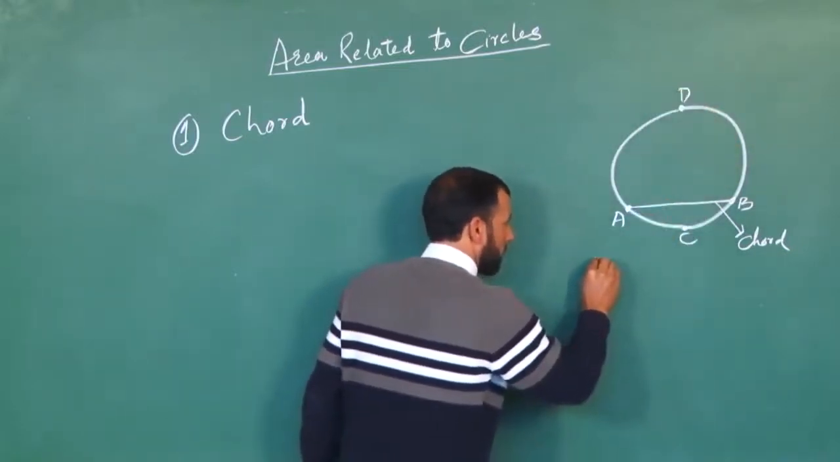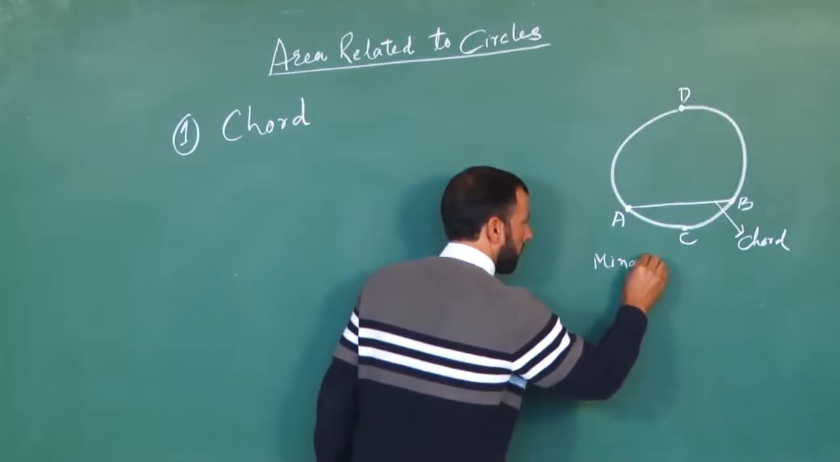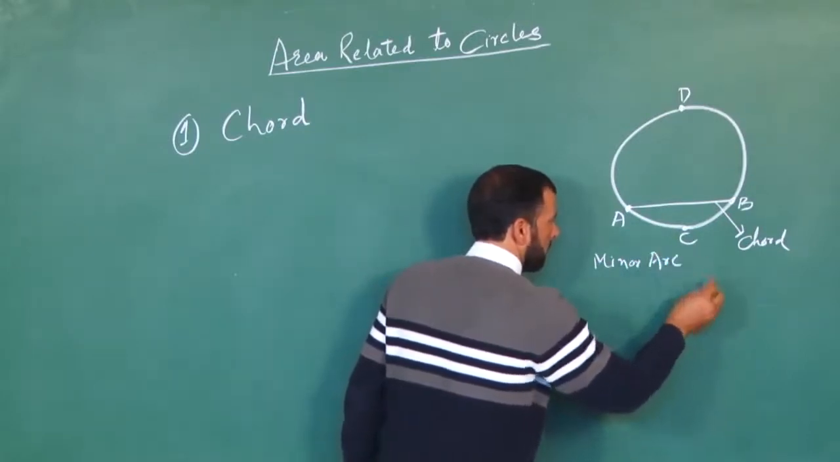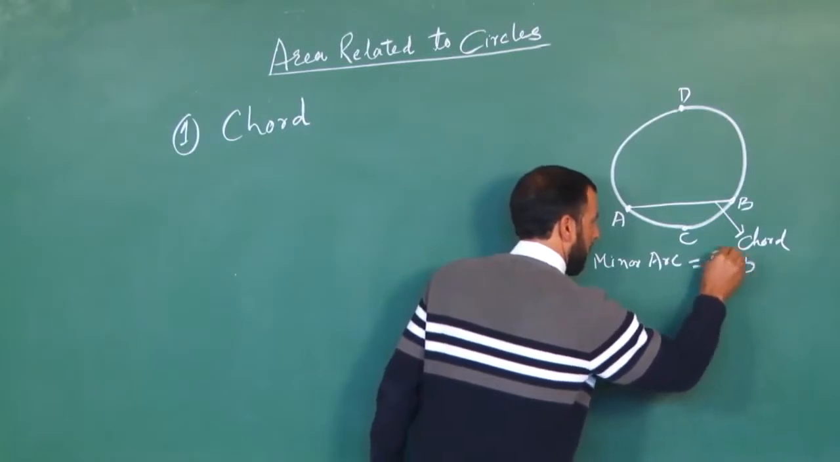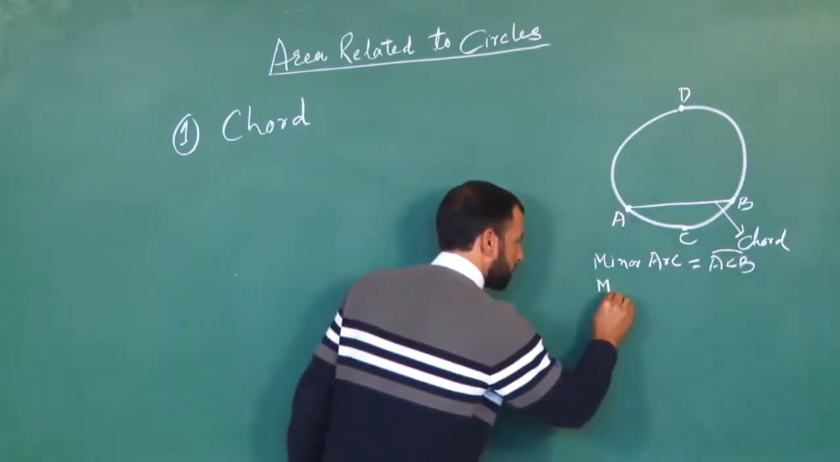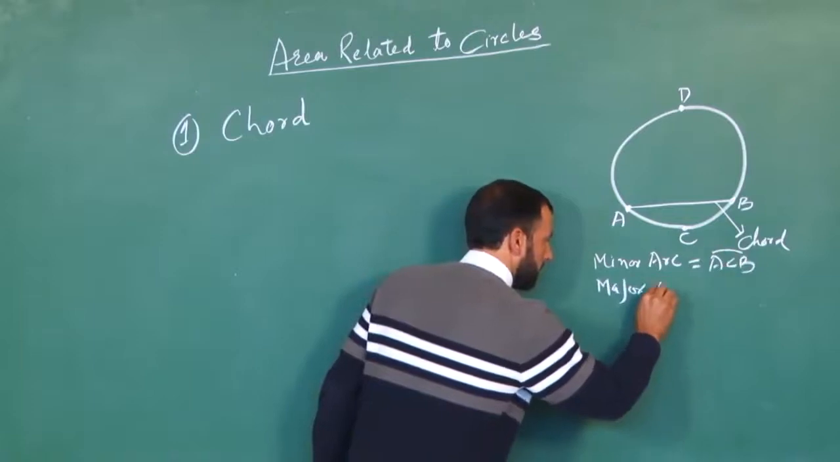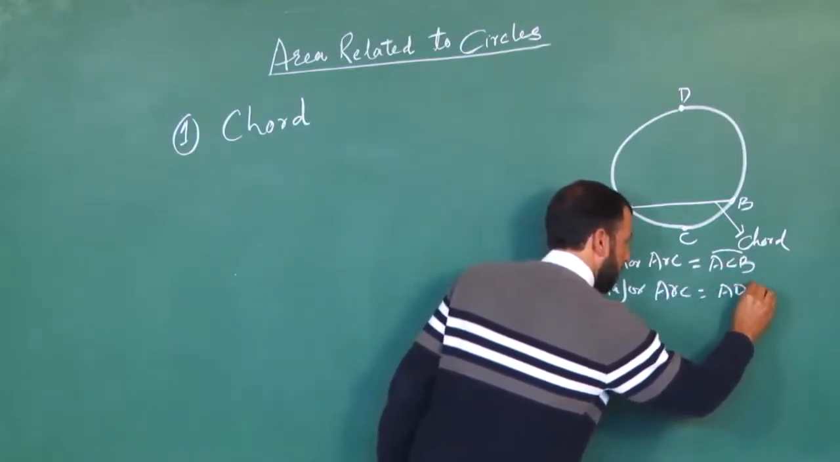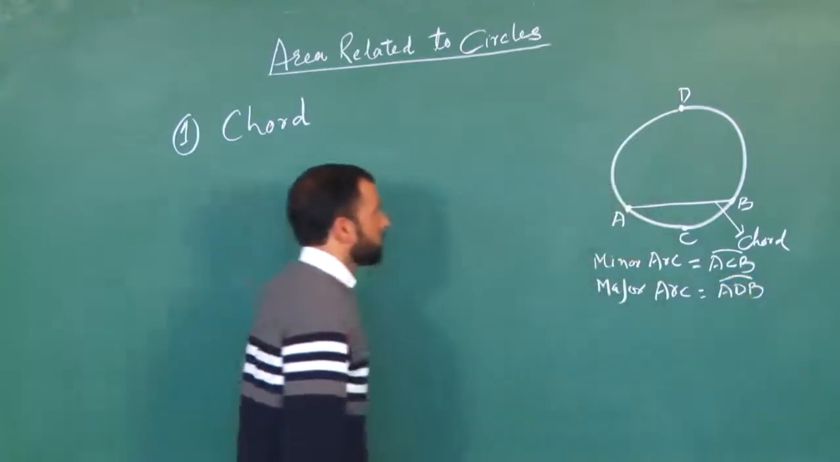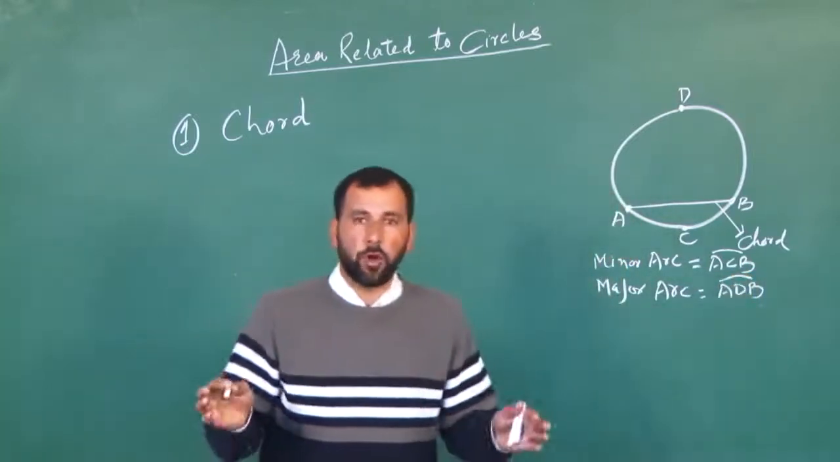So the minor arc is ACB, and the major arc is ADB. Then the next point is the diameter of a circle.